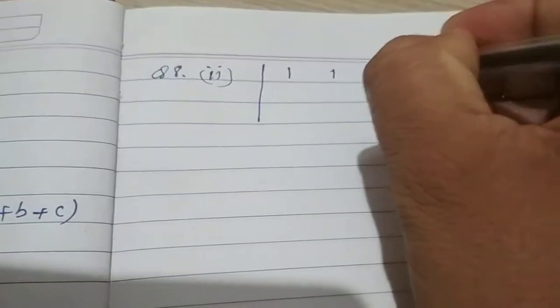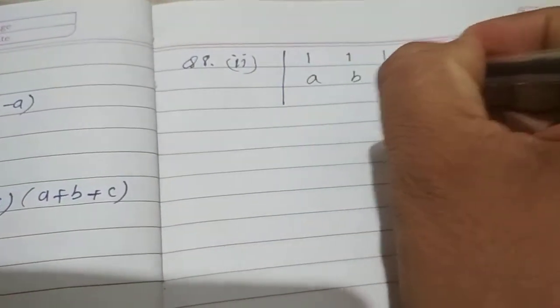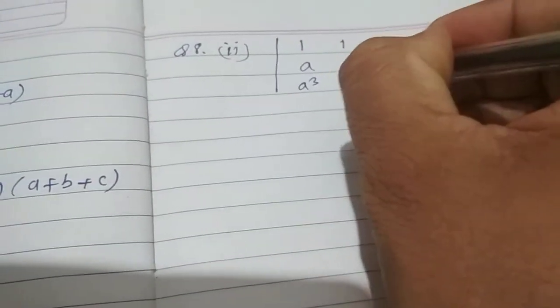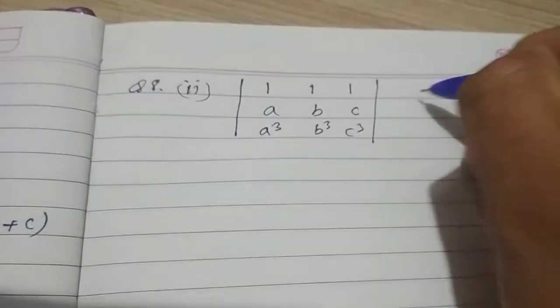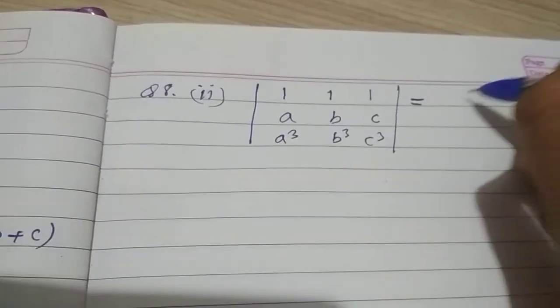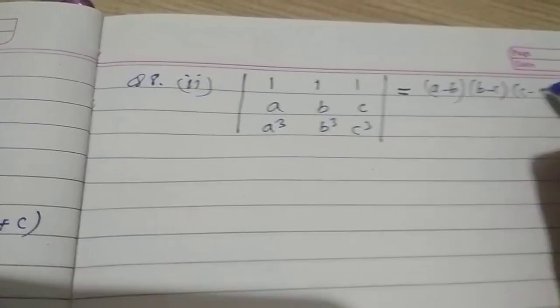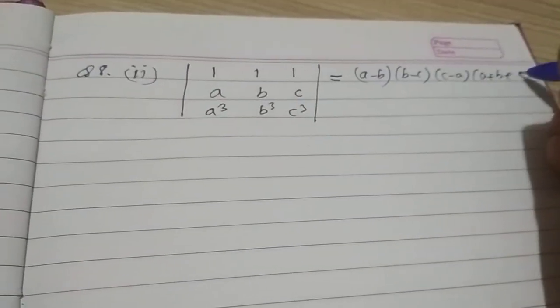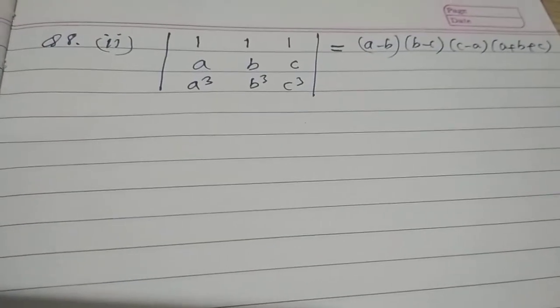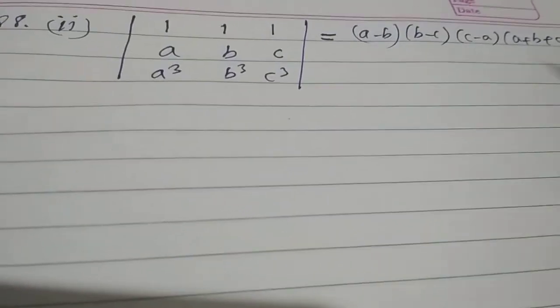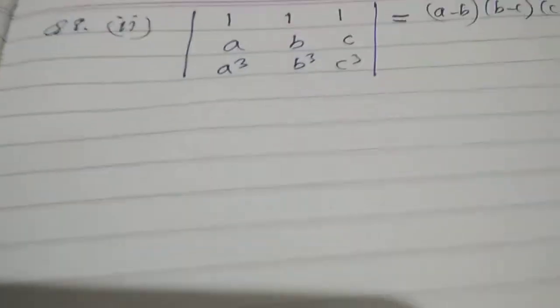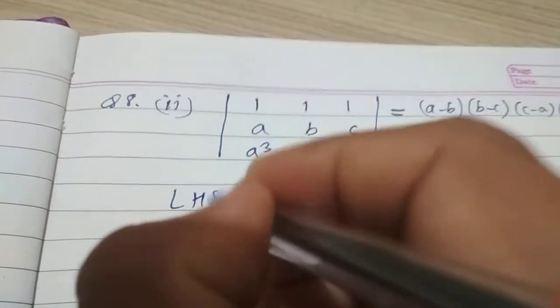It says that the determinant with rows 1 1 1, a b c, a cube b cube c cube has to be proved equal to what? It is (a minus b)(b minus c)(c minus a)(a plus b plus c). Like this we have to prove. So earlier the arrangement had 1 1 1 in the first column, now it is 1 1 1 in the first row. So no worries, we can start with the left hand side.